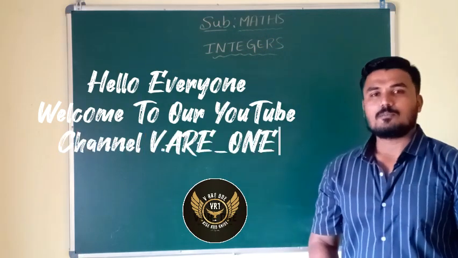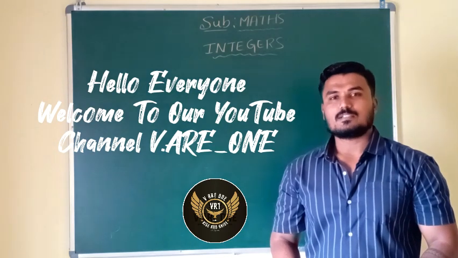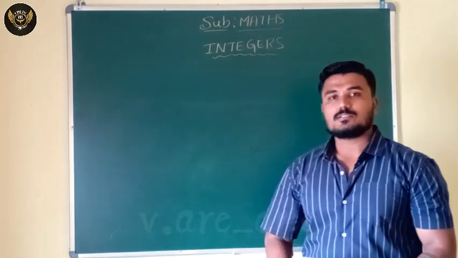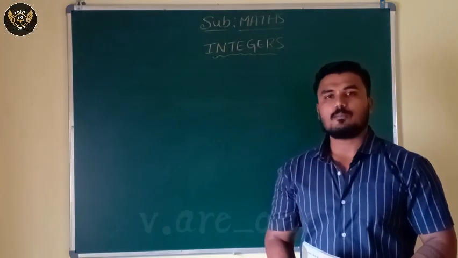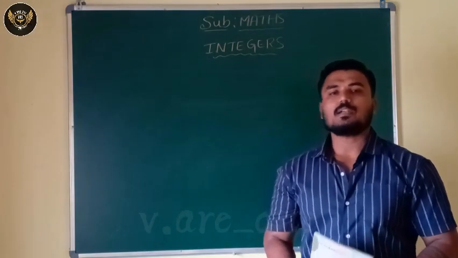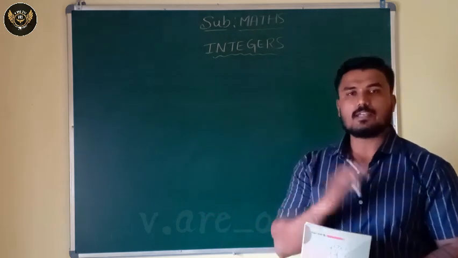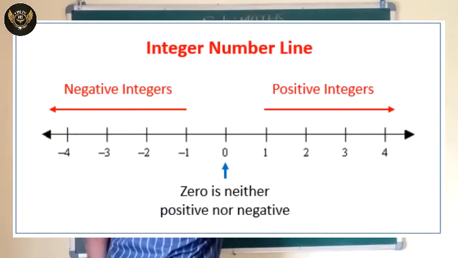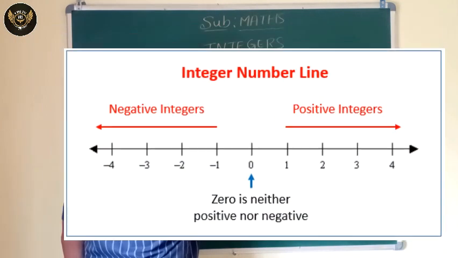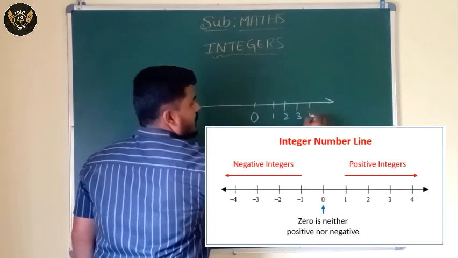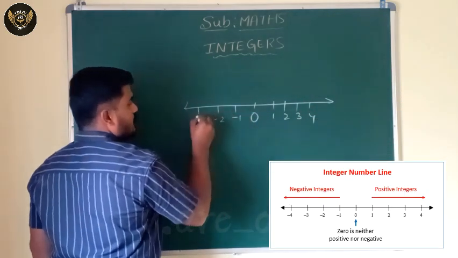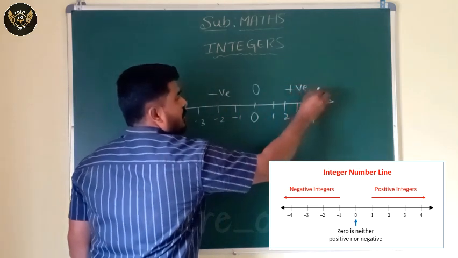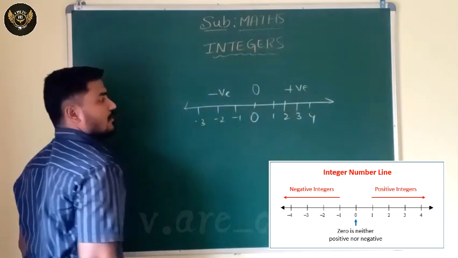Today in this video I am going to explain the topic Integers, class 7 chapter number 1. What are integers? Integers are a special set of numbers that includes 0, having both positive numbers and negative numbers along with 0. See here, in the number line it can be represented. 0, 1, 2, 3, 4, -1, -2. Negative numbers, 0 and positive numbers together we call integers.